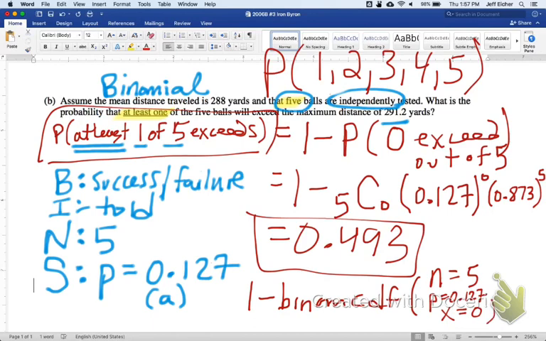I do want to point out on this one, we actually had 2 complements. We had this complement here, the 1 minus the probability, to find the complement of at least 1 out of the 5. But we also had this complement, which is built in to the binomial theorem. The complement of 0.127 is 0.873.